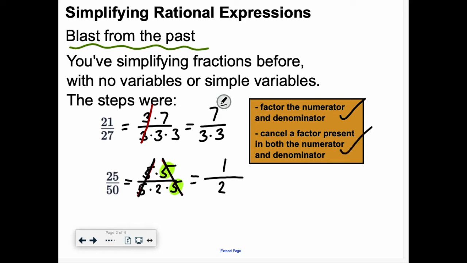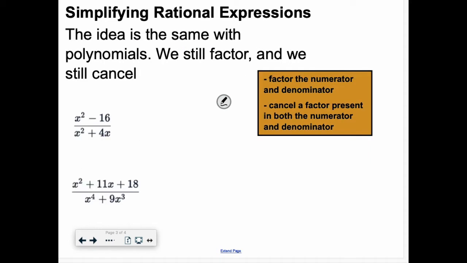So we've done it. And we can have multiple factors cancel out. You can also cancel in different ways. Some of you may have said, well, that's just 25 over 2 times 25 and cancel that. Perfectly fine. Also acceptable. Now, let's see how we're going to do it with polynomials. It's the same thing. We still factor and we still cancel.